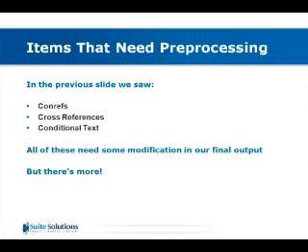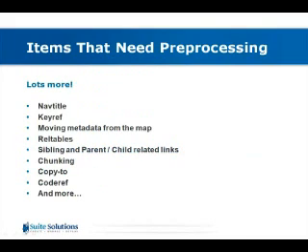So in the previous slide, we saw that some of the items need pre-processing: conrefs require some pre-processing, cross-references require some pre-processing, conditional text requires some pre-processing, and all of these need some modification from their original form in our final output. But there are more things that require pre-processing. In fact, there are a lot more things that require pre-processing.